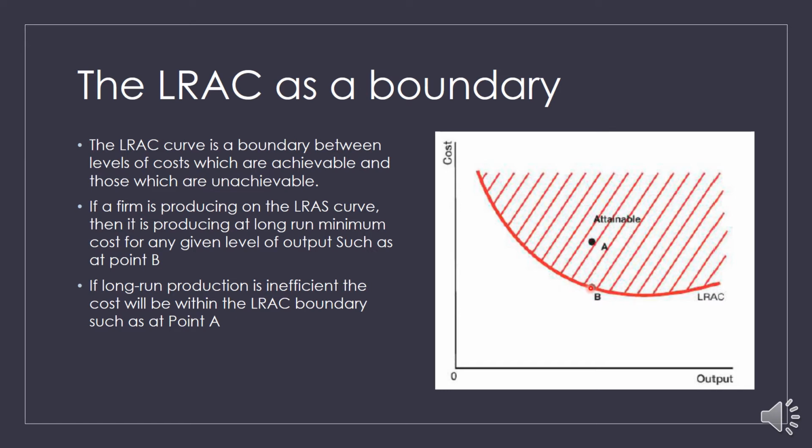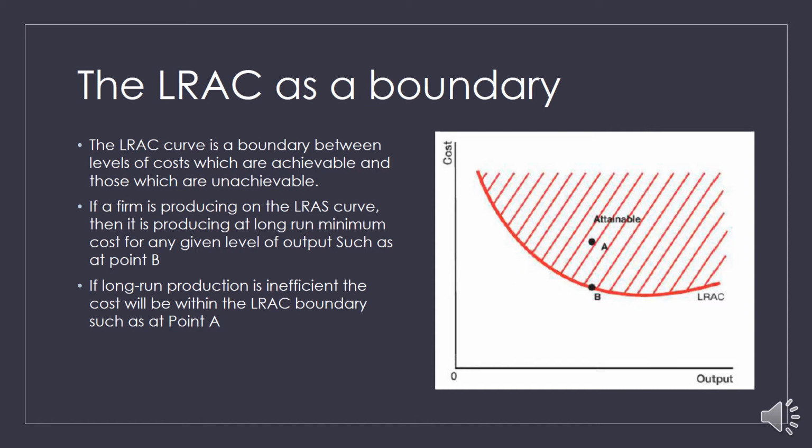If the long run production is inefficient, the cost will be within the boundary, such as point A. If you are inefficient, you will be within this boundary area. For example, if you are at A, you are inefficient. If you are at B, or at any point on the long run average cost curve, then we will say that you are efficient. Why? Because you are productively efficient, producing at the lowest possible cost. So if you are producing at any point above that, you are productively inefficient. Do you get the idea?